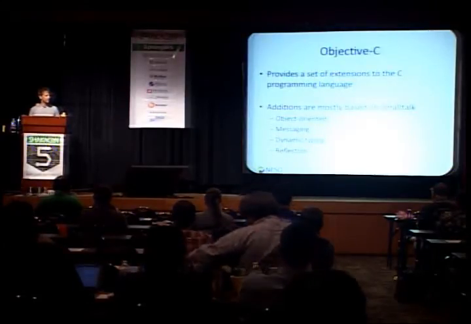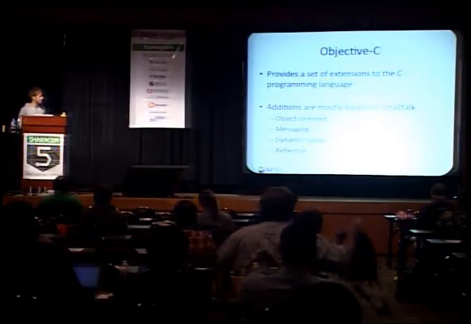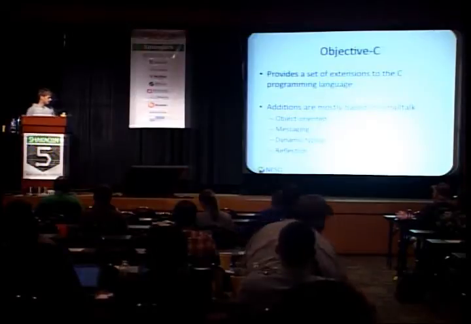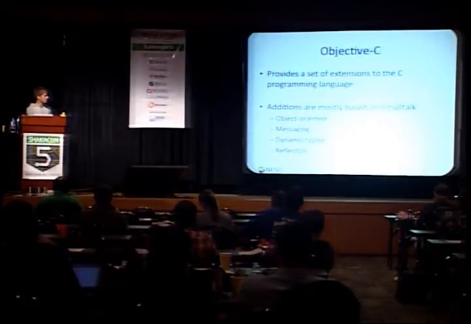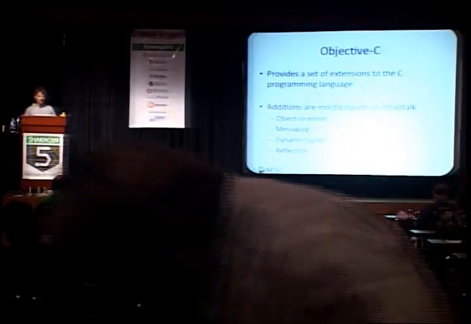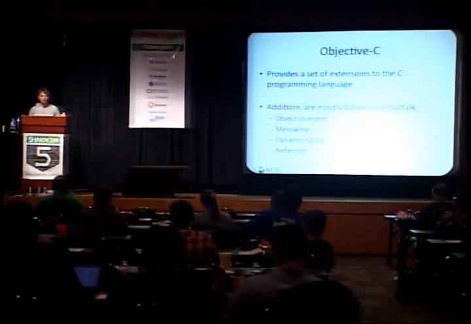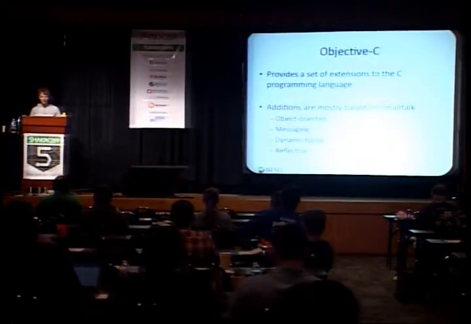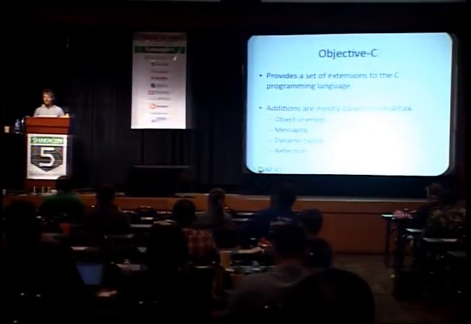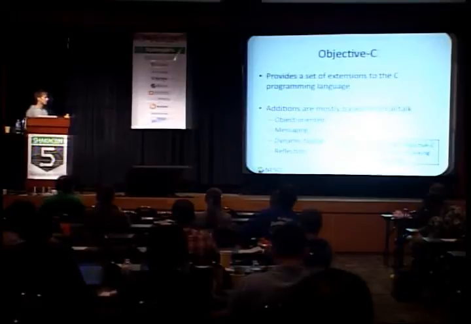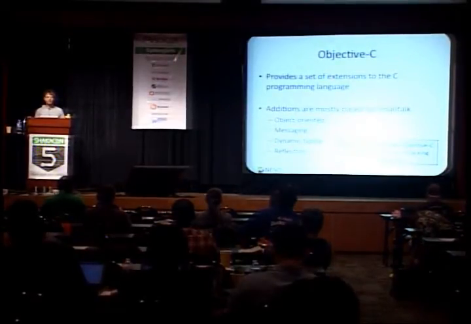Objective-C provides a set of extensions to the C programming language. These additions are, for example, an object-oriented design. We have a strong messaging concept. We'll look at this in a few minutes. Dynamic typing and reflection. You might have heard of reflection in other languages like Java before. Reflection is the ability of a computer program to modify its behavior at runtime. So these concepts make Objective-C quite attractive from a hacking perspective, at least all these runtime functionalities and reflection abilities.